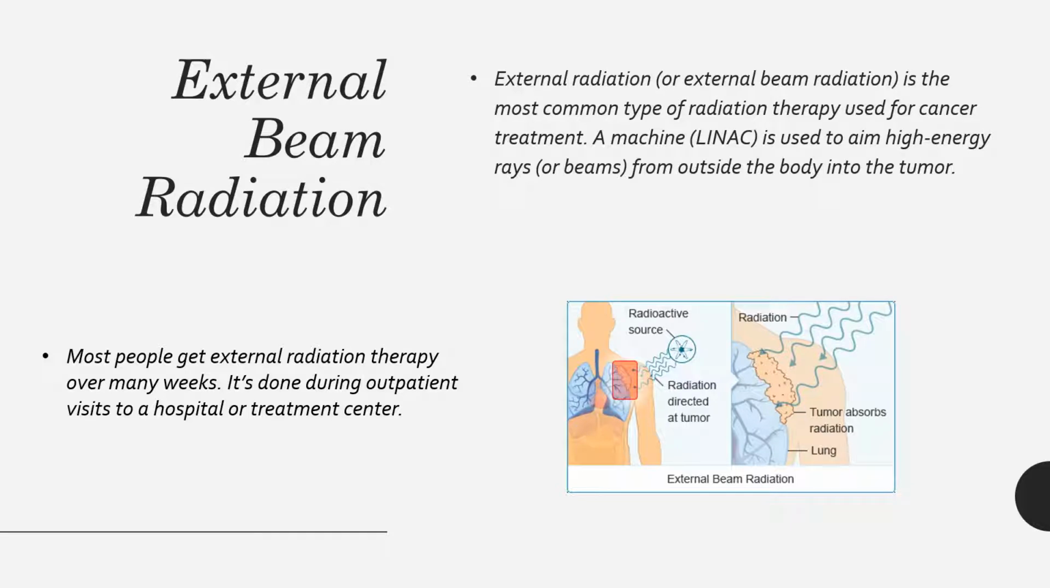Okay, let's start with external beam radiation. External radiation or external beam radiation is the most common type of radiation therapy used for cancer treatment. A machine, also known as a LINAC, is used to aim high-energy rays or beams from outside the body into the tumor. Most people get external radiation therapy over many weeks. It's done during outpatient visits to a hospital or treatment center.